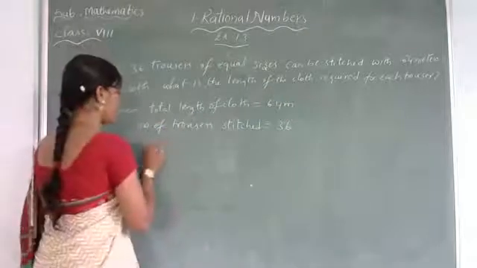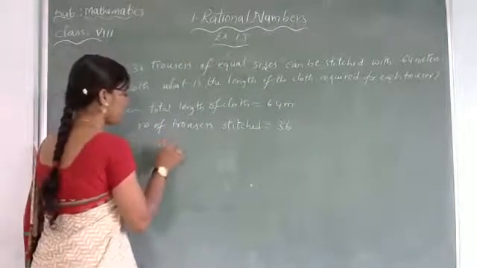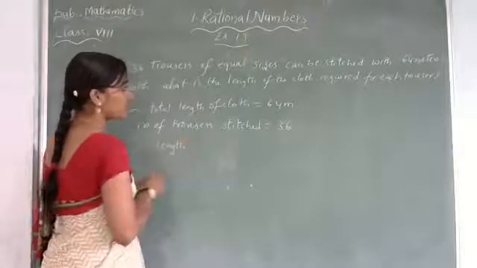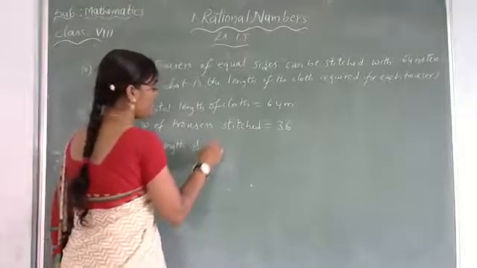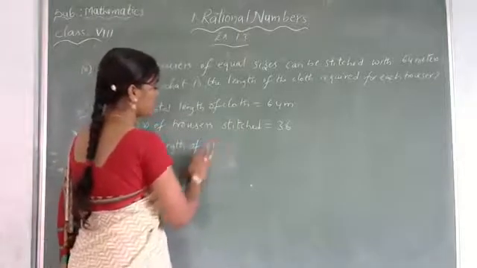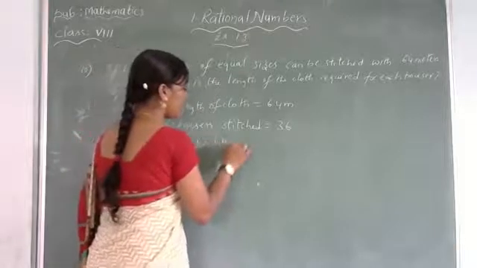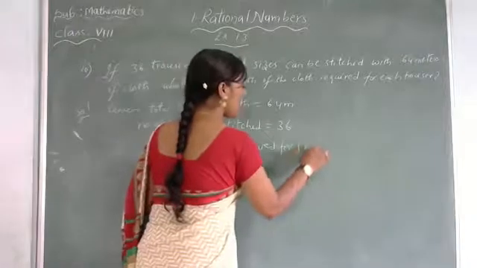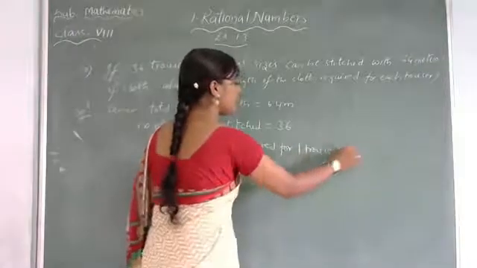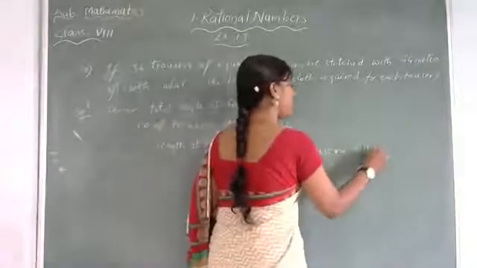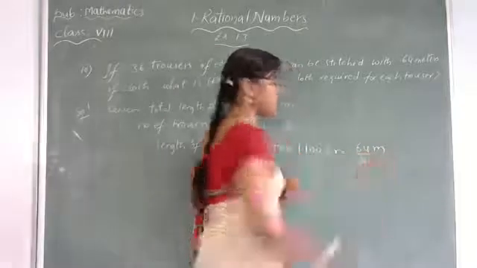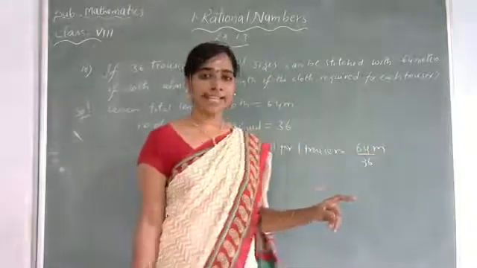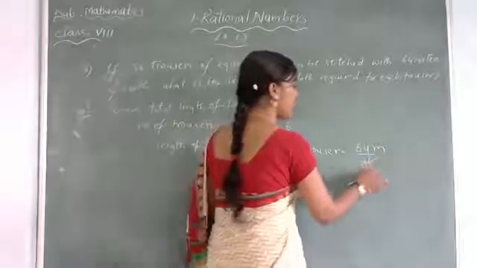So, the length of cloth required for one trouser is 64 by 36 meters. See children, we will do the cancellation. That means both will come in the 4 table.